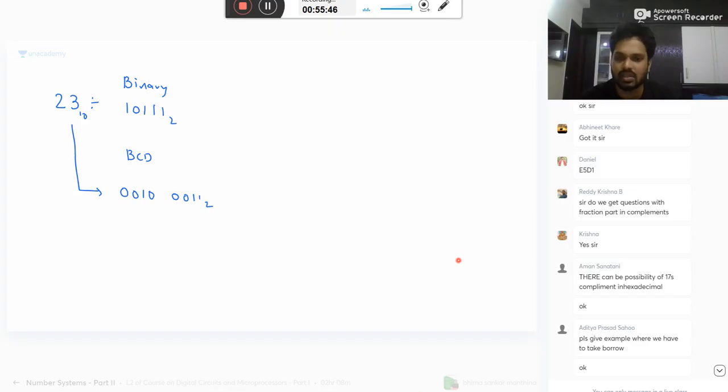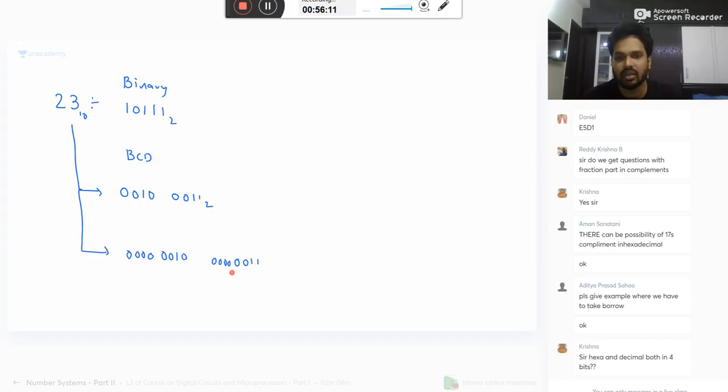What is the advantage? I will come to that. There is another way to represent it. 2 is 0010. 3 is 0011. Here we add 4 more zeros. Why are you adding 4 more zeros? With respect to memory, each digit is stored in one memory location. One memory location is 1 byte. 8 bits is 1 byte. Is it clear now what I am saying?